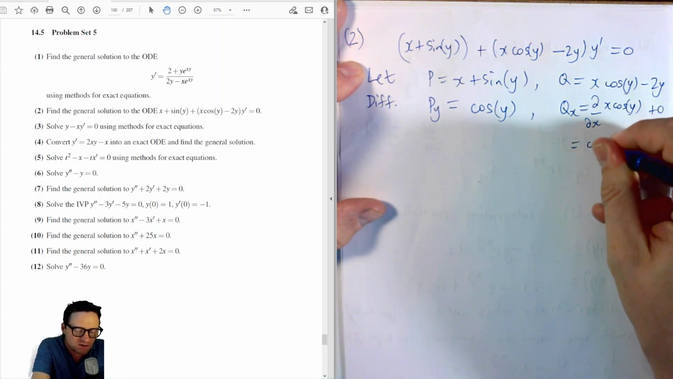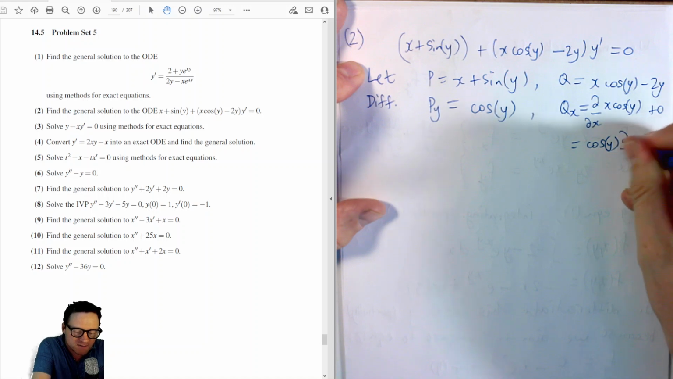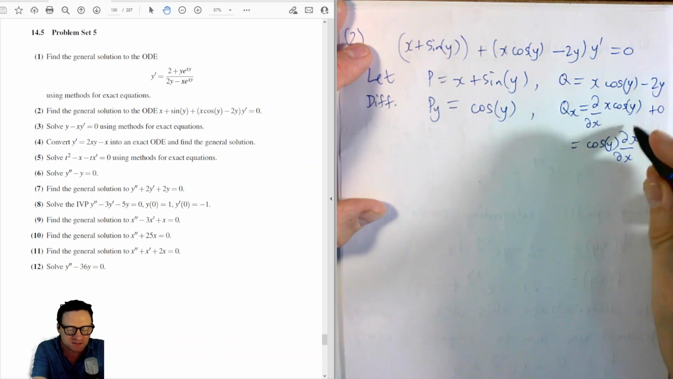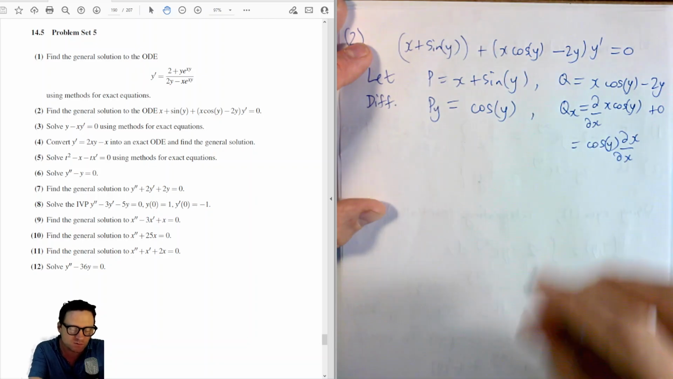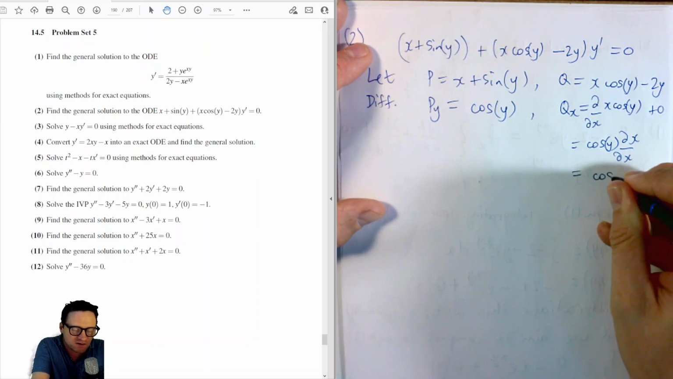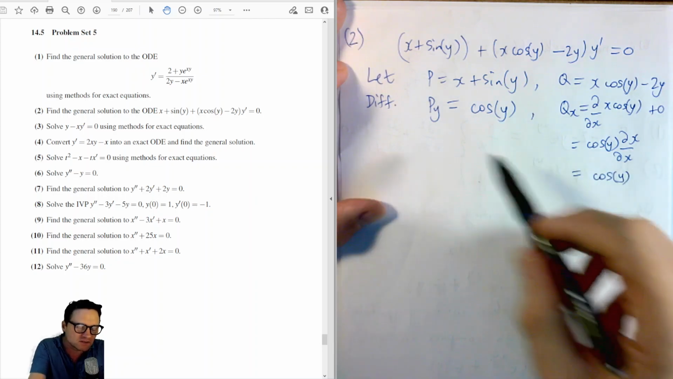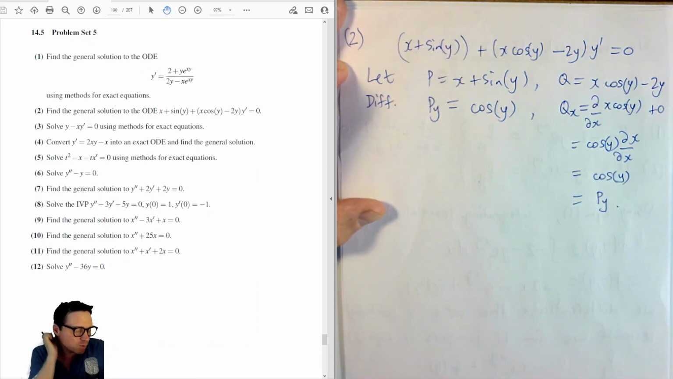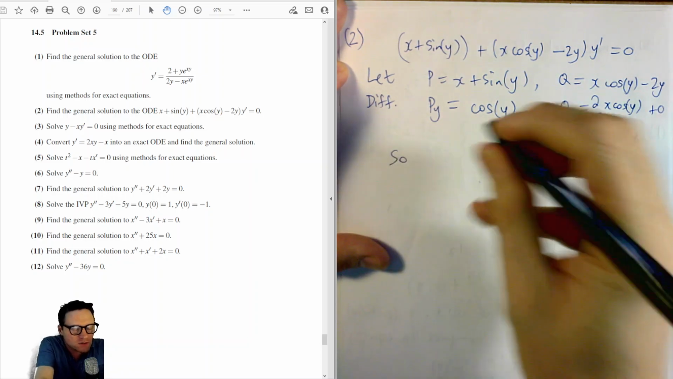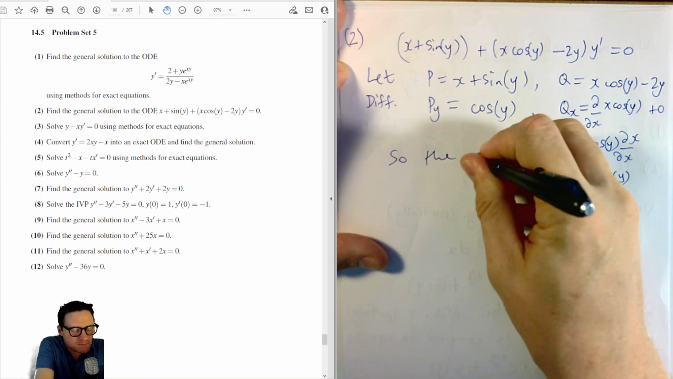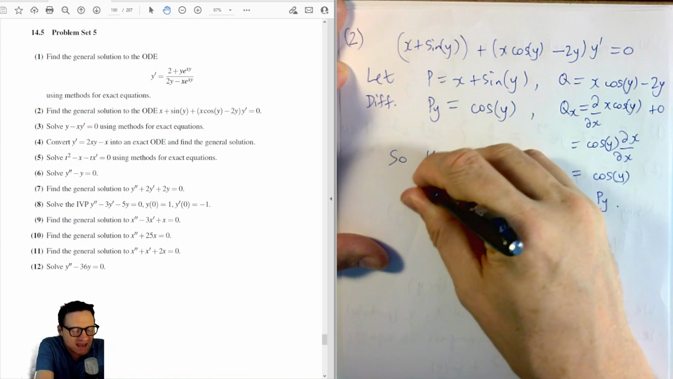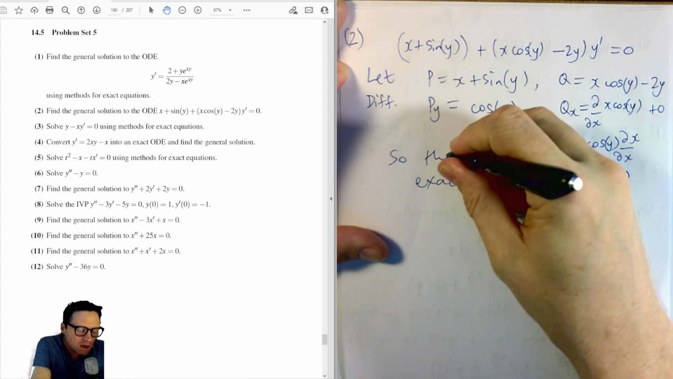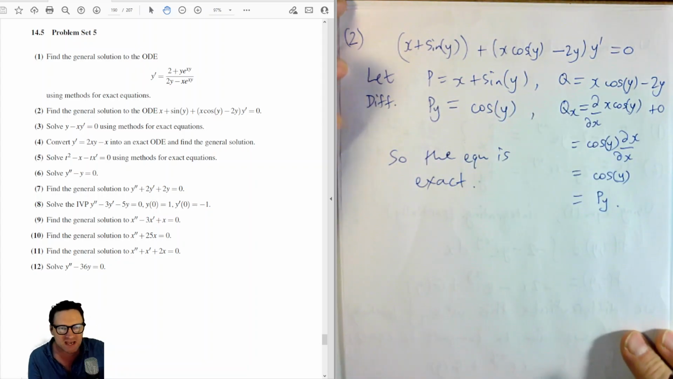Okay, so we have cos y times the derivative with respect to x partially of x. And this part here is just 1. That derivative is 1. And so we just have cos y. And of course these match, right? This is p_y, or p subscript y. Okay, so the equation is exact. And we can now proceed to seek lowercase f.